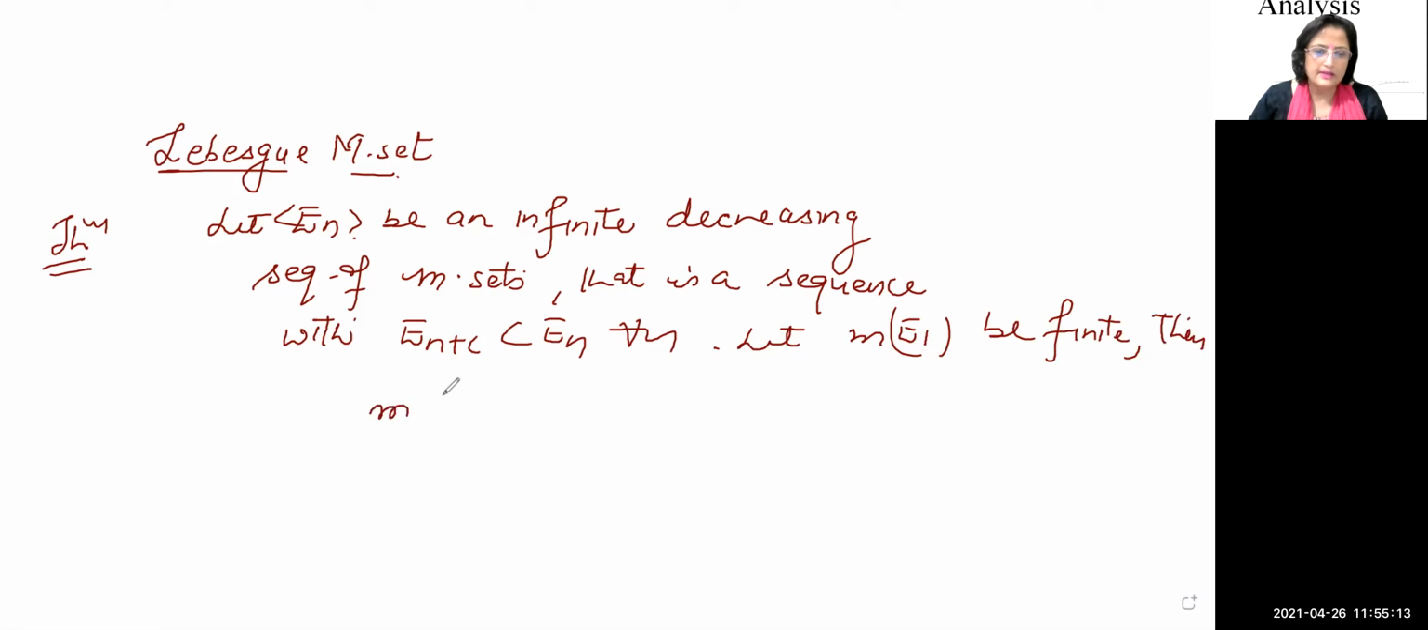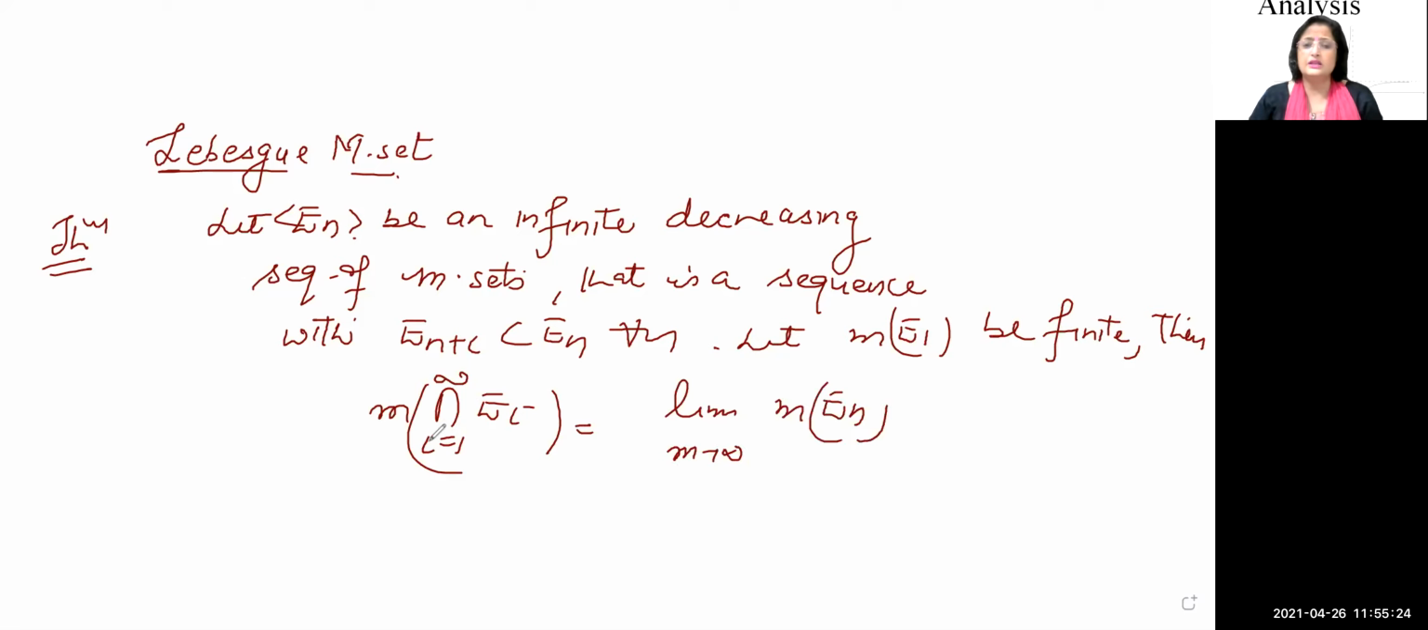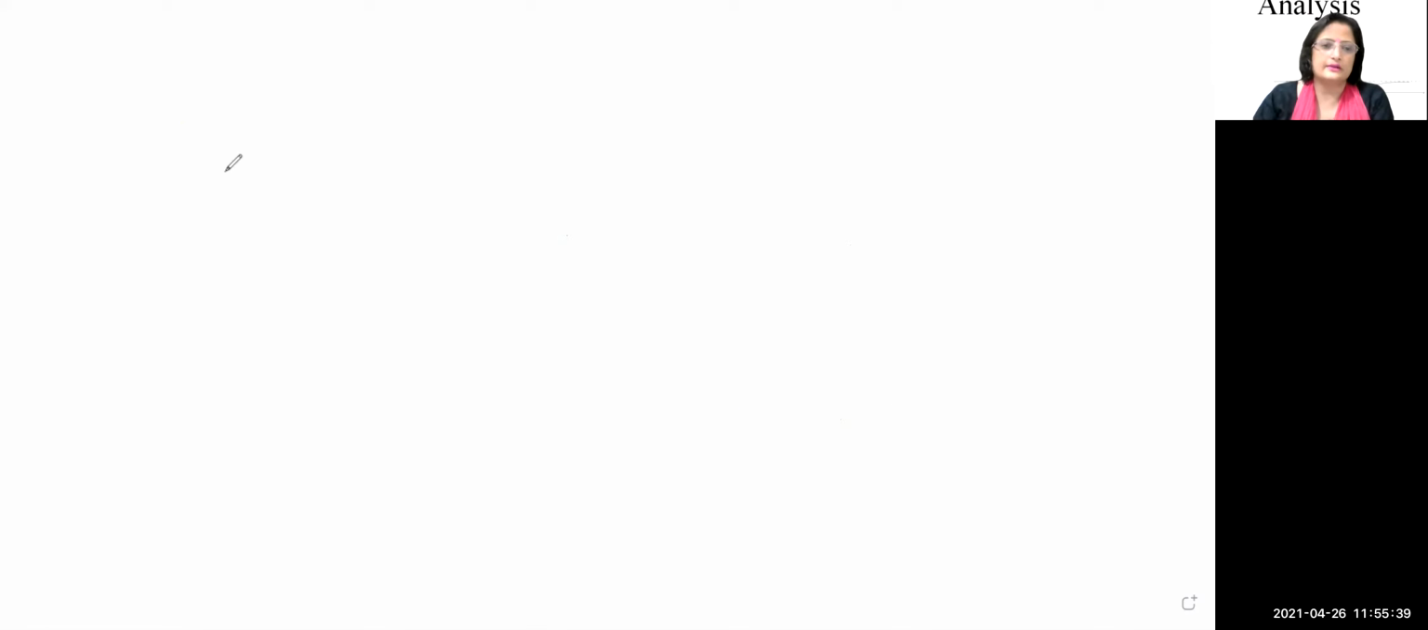Then the measure of the intersection of En, n running from 1 to infinity, is equal to the limit as n tends to infinity of the measure of En. So the measure of the intersection of all the sets is equal to the limiting value of the measure of En. We have expressed the measure of the intersection as the limiting value of the measure of En. So we will start its proof.